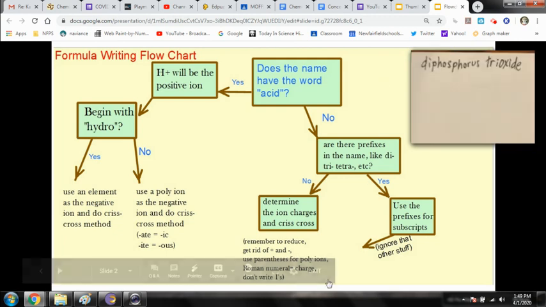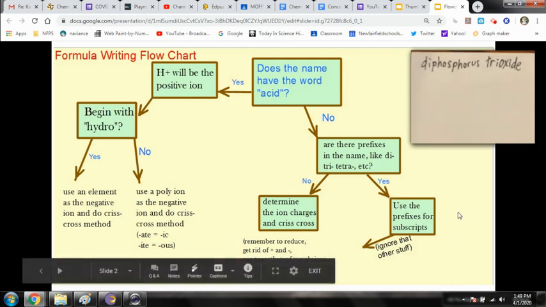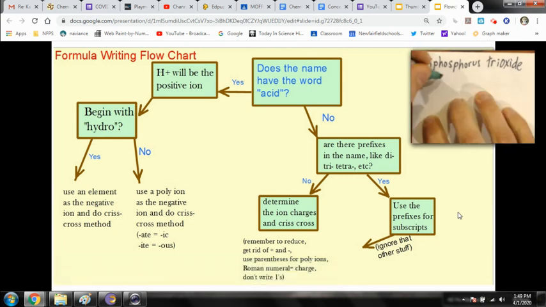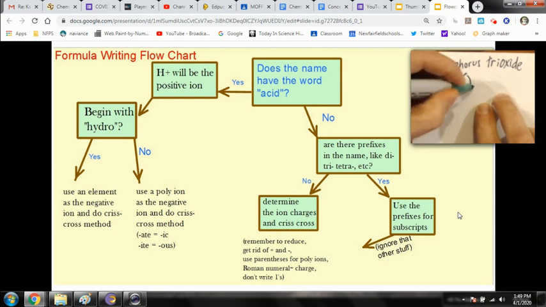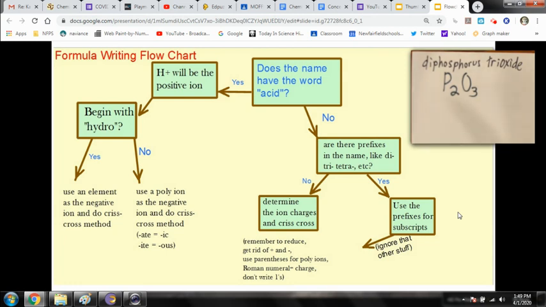So that's a yes. So that means we're going to use the prefixes to represent subscripts. Di means 2, and phosphorus is symbolized with P, so we'll write P2. Tri means 3, and oxide refers to oxygen. We'll write O3. That's it. There you go. That's all you have to do for that one.